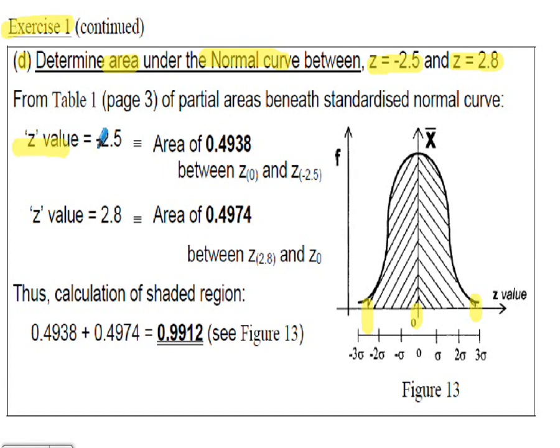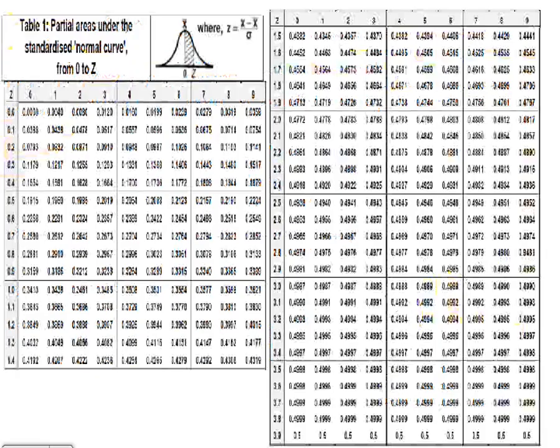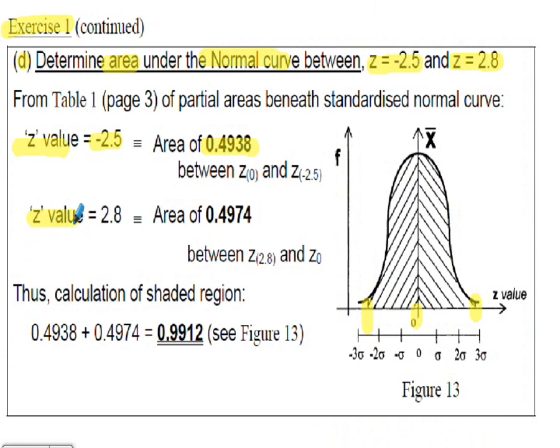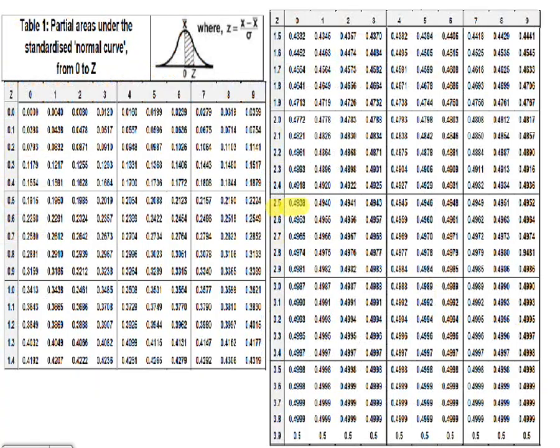So for a z value equals to minus 2.5, the area is going to be 0.4938 from our table 1. If we check that on table 1, for the minus 2.5, there's 2.5 and 0 is 0.4938. For a z value of positive 2.8, the area is going to be 0.4974 from the table 1. We can again check that from our table. Now we're looking for 2.8 now, so there's 2.8 and we can see the 4971 area.